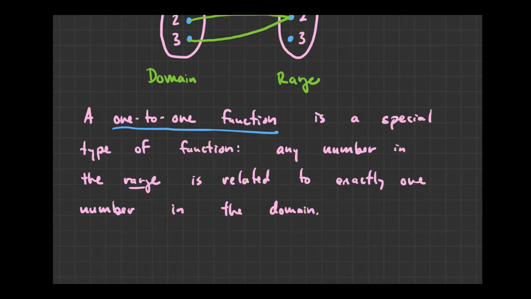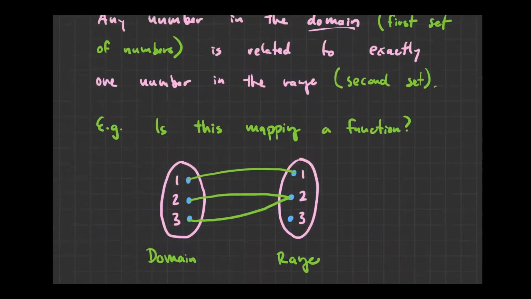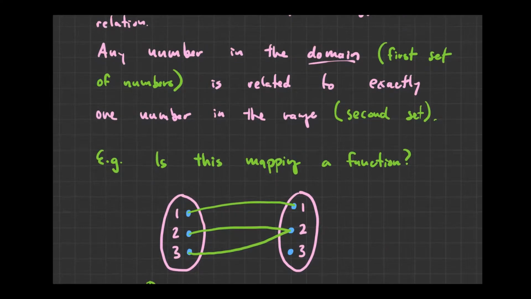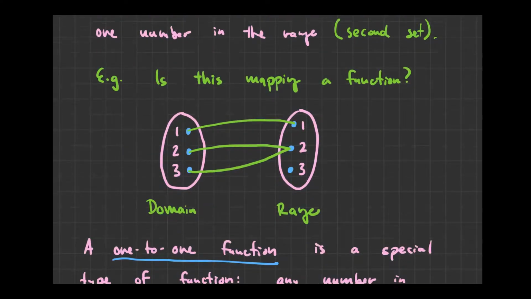Okay, so keep in mind that it still has to be a function. So it has all of the requirements of being a function, which means that we can't have two things coming out of the domain. But in addition to that, each one of the numbers in the range can't have more than one number in the domain related to it.